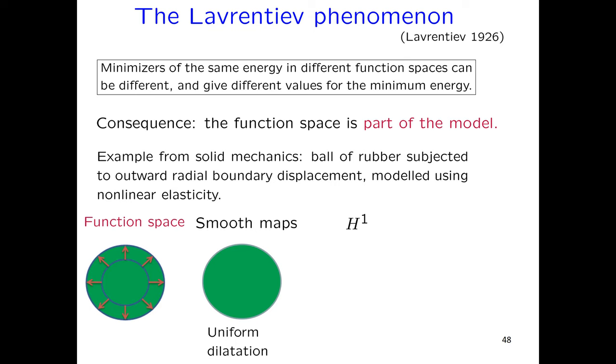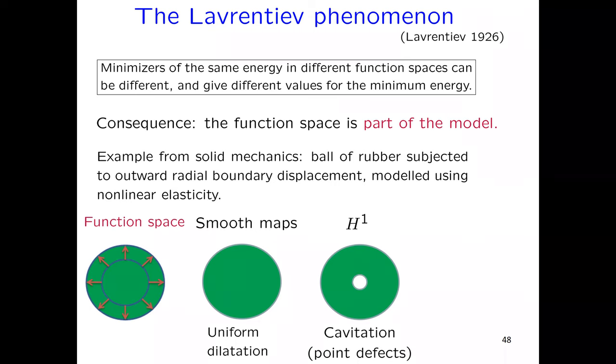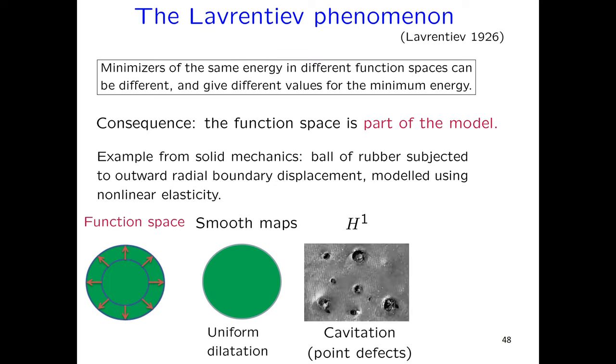What if I use H1? Well, then you can create a point defect at the origin. So you force out a hole. And that actually happens. It's exactly a failure mechanism in rubber, that it fails by cavitation, by forming holes. So you get point defects there. So this function space there would be H1.